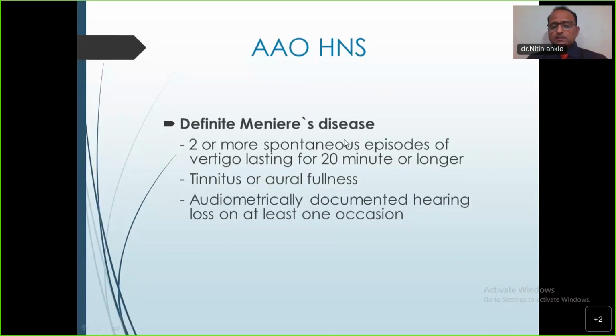Meniere's disease is classified into definite Meniere's. We'll go one by one into each of them. Definite Meniere's is a disease wherein there are 2 or more spontaneous episodes of vertigo lasting for 20 minutes or longer. So you take a history: there are 2 or more episodes of spontaneous vertigo, which have not been initiated by any particular stimulus, lasting at least 20 minutes, typically up to 1 hour also. It is associated with tinnitus or aural fullness, and at least one time it should be documented with audiometry that there is a hearing loss in 3 consecutive frequencies. Typically, 500 hertz, 1K and 2K, or 1.5K. You have to check 3 consecutive frequencies, and in all these 3 frequencies there should be at least 30 decibel hearing loss, and it should be documented. That is when you call it definite Meniere's disease.